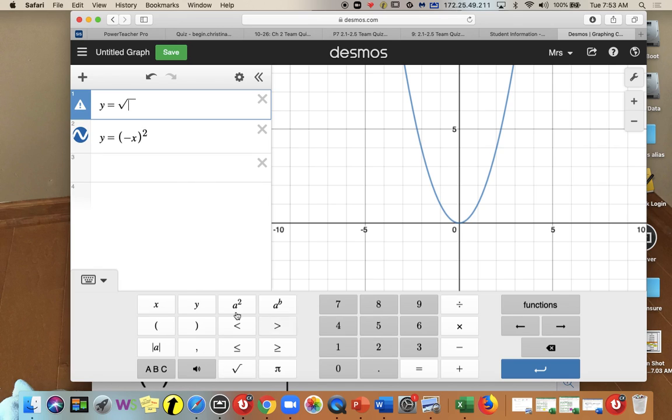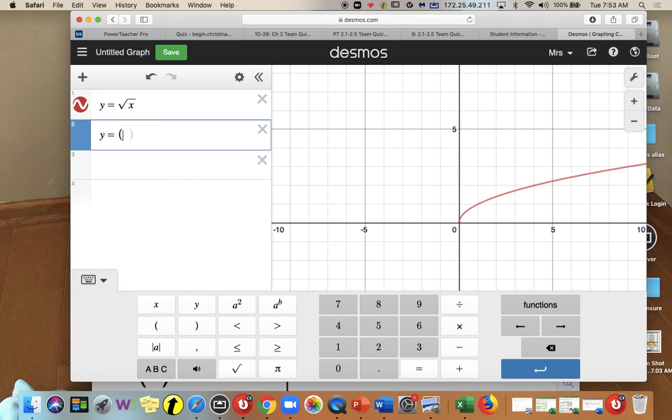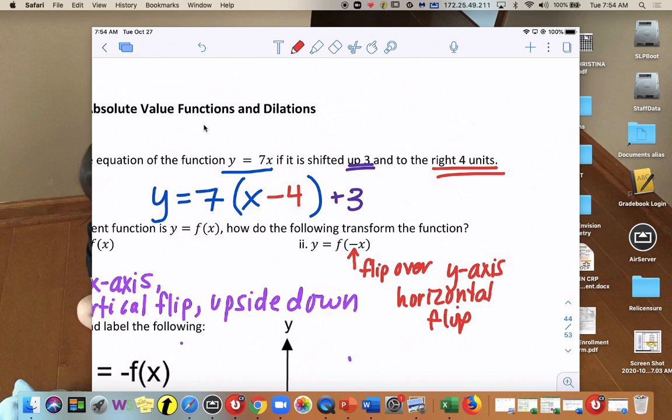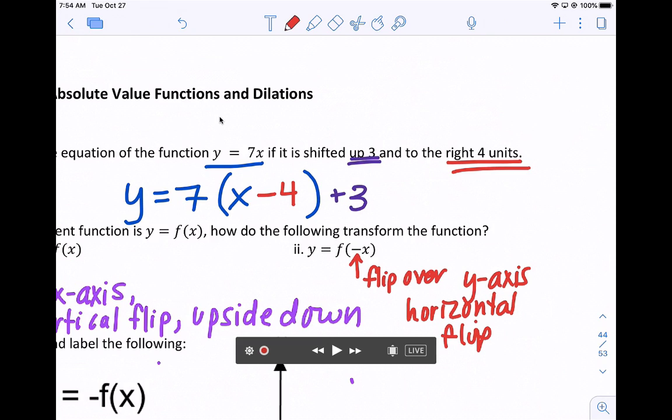Okay, so square root of x. All right, so let's say that's the parent function. And now let's do the square root of negative x. And we can see more clearly in this example how it does flip over the y-axis. The y-axis is straight up and down. So again, use Desmos to help you if you forget the different translations or reflections of a function.